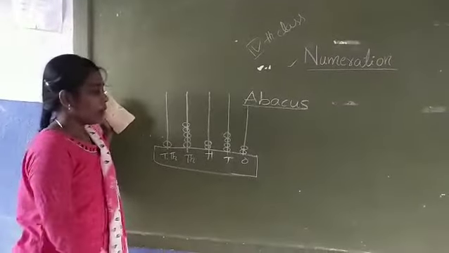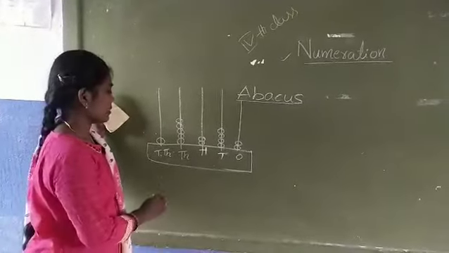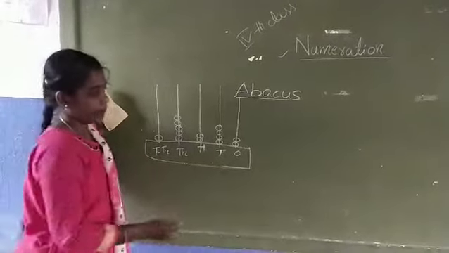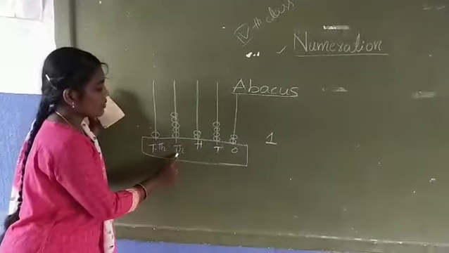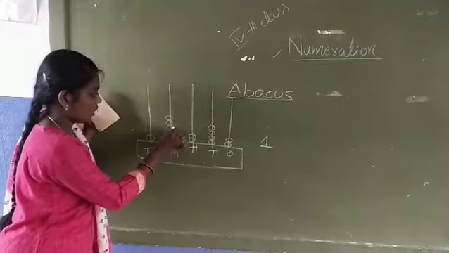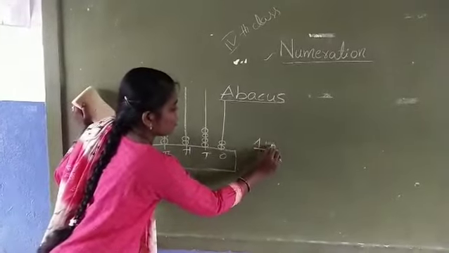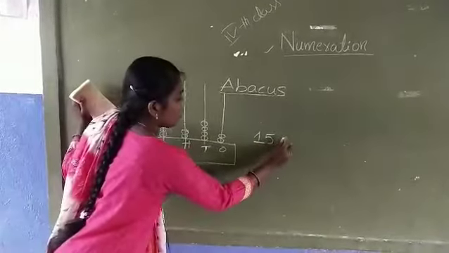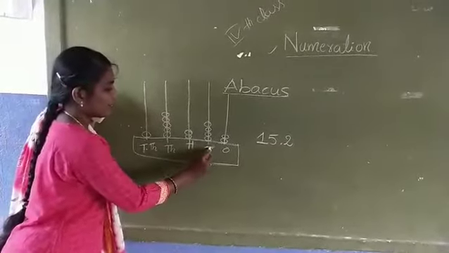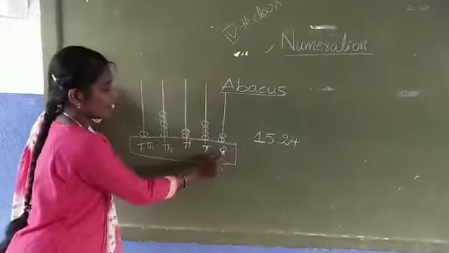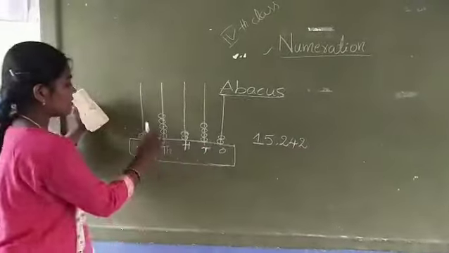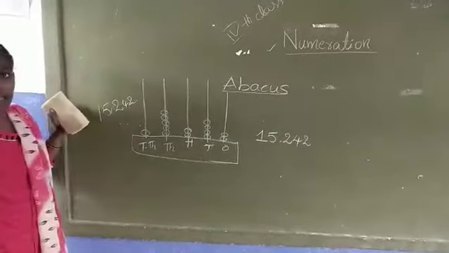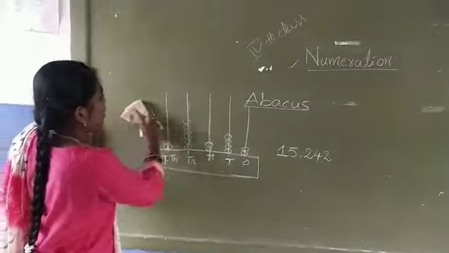Let us find out the number by using this abacus. In 10,000s place, I drew only one bubble, so we have one. In thousands place, we have five bubbles: one, two, three, four, five. So we have five. In hundreds place, only two bubbles, so we have two. Tens place, 4. Ones place, 2. So what is the number? 15,242. Like this, you have to find a number by using an abacus.